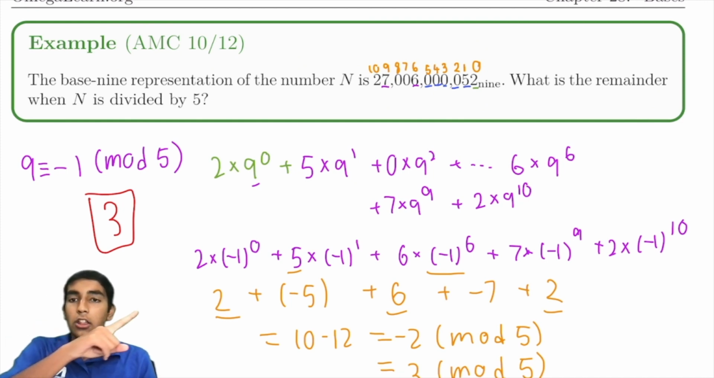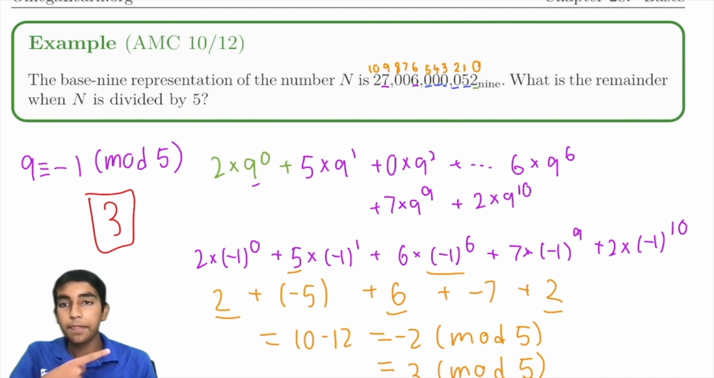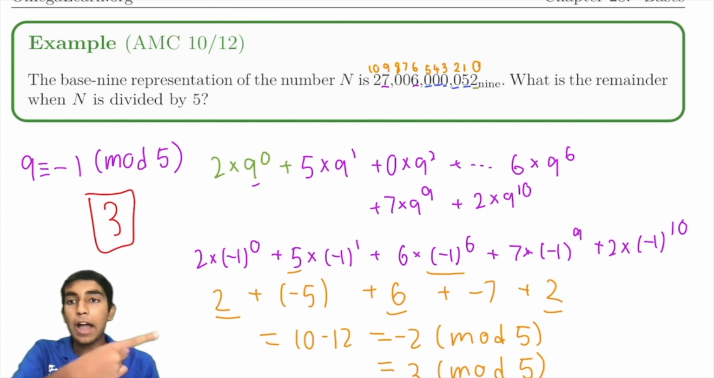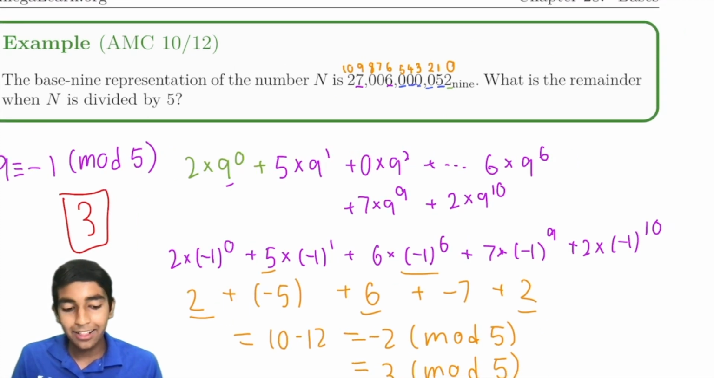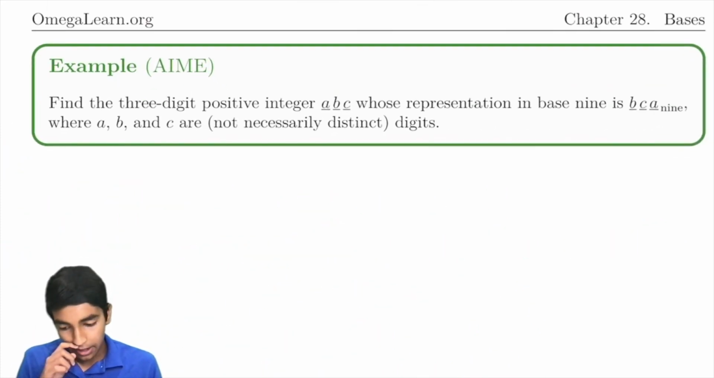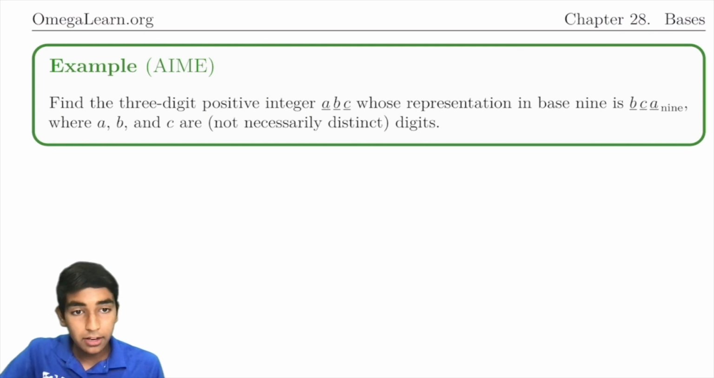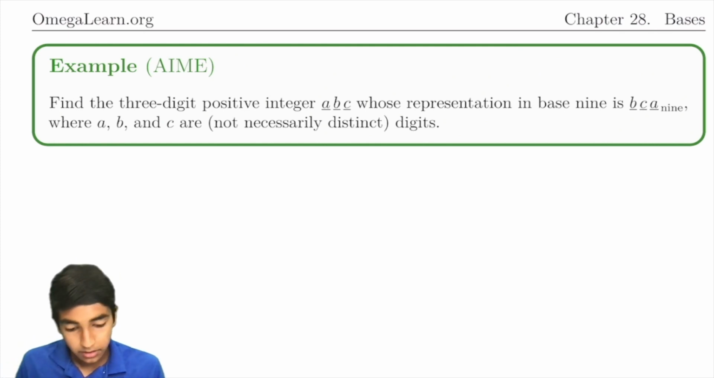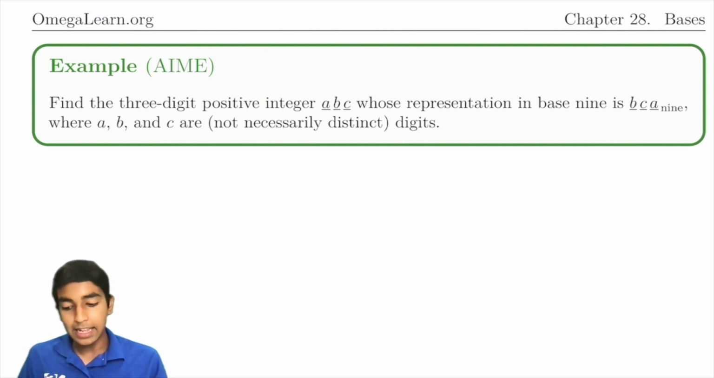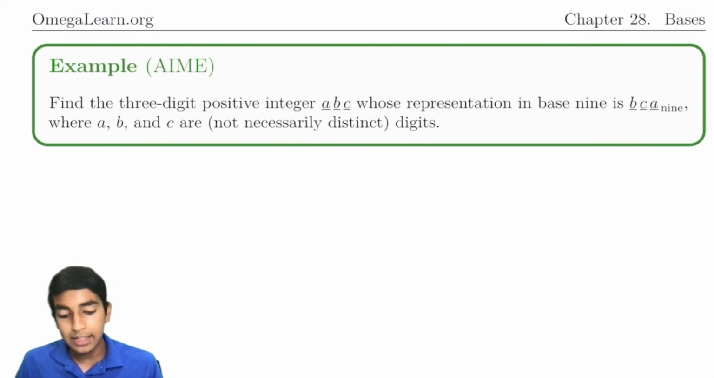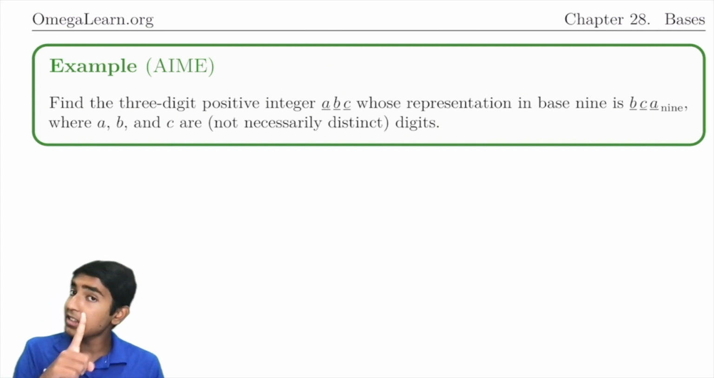Let's summarize. So we first converted to base 9. Then we saw the mod pattern over there and substituted that here. And then finished with basic modular arithmetic. Let's take a look at another cool example. Find the 3-digit positive integer abc, whose representation in base 9 is bca, where a, b, and c are not necessarily distinct digits.